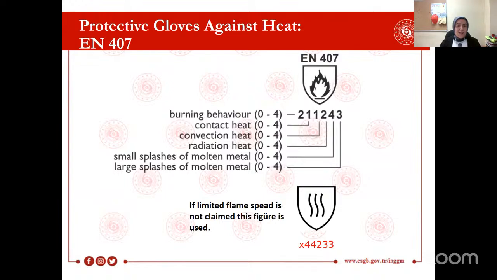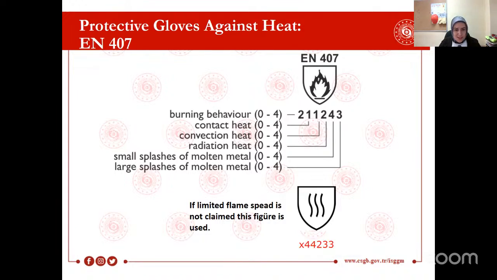Protective gloves against heat. Here is the pictogram for gloves against heat. First value shows the resistance to flammability, in other words, burning behavior. Second value shows contact heat. Third is convection heat. Fourth is radiation heat. Fifth is small splashes of molten metal. And last one is large splashes of molten metal.